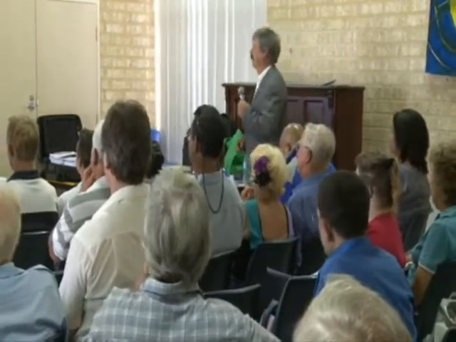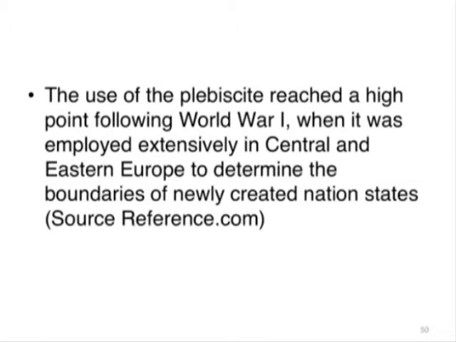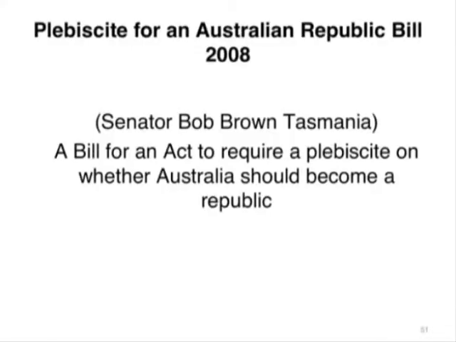Next slide. The use of the plebiscite reached a high point following World War I when it was employed extensively in Central and Eastern Europe to determine the boundaries of newly created nation states. Well, what have they got in mind for the Aussie? Plebiscite for an Australian Republic bill. Well, look who introduced the bill. But at this point of time, it's only a bill. It's not the Act. So we've caught them fair in the middle. Hallelujah.